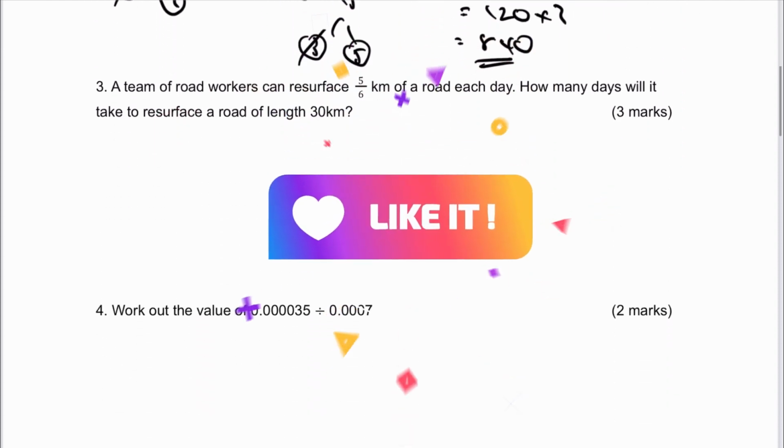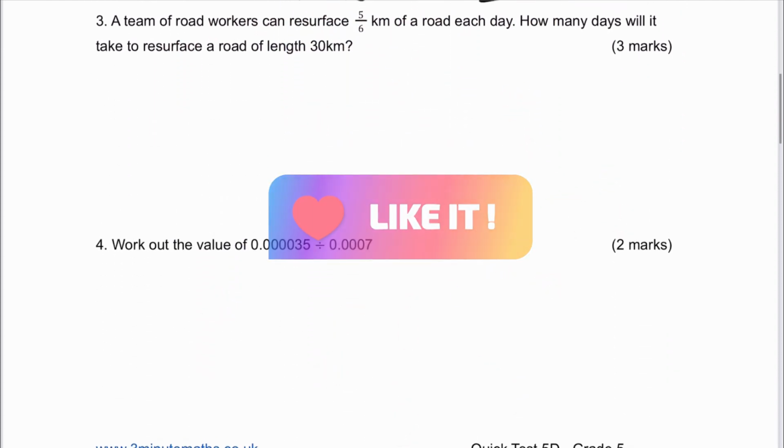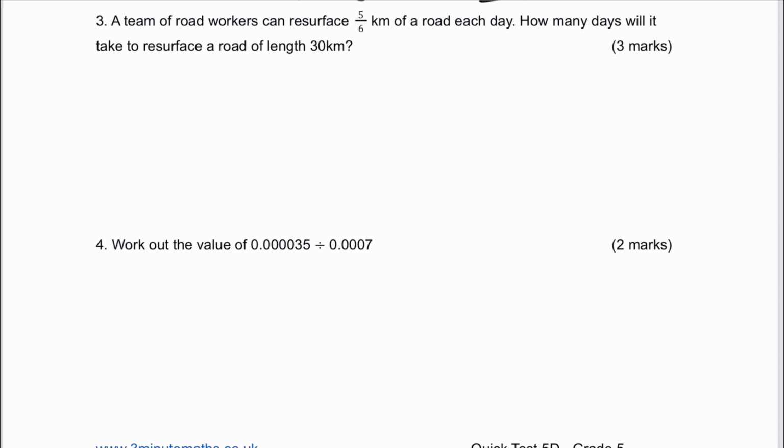So let's look at question number 3. A team of road workers can resurface 5/6 of a kilometre of road each day. How many days will it take to resurface a road of length 30? So basically we're saying how many lots of 5/6 are there in 30, and the way we'd write that is 30 divided by 5/6, and then really it's a case of performing that calculation. Now effectively I've got 30, which is the same as saying 30 over 1 as a fraction, so I could write that as 30 over 1, and then it's multiply and flip.